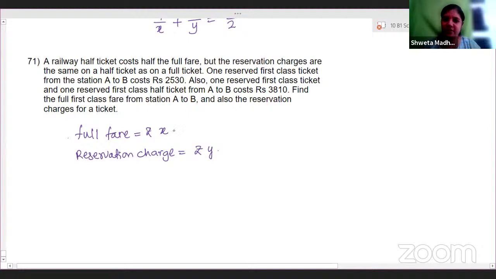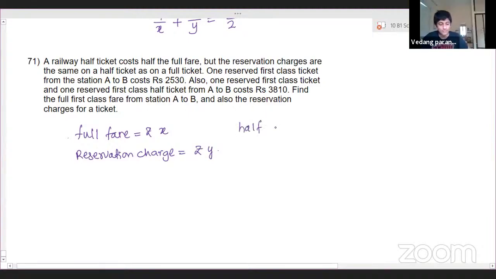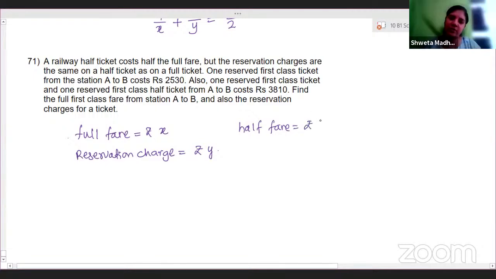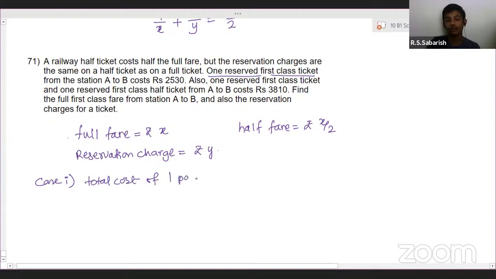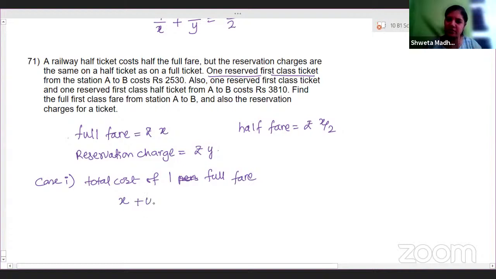Now the full fare is X rupees, so the half fare will be rupees X by 2. Now case 1: one person has reserved only one full first class ticket. So the total cost of one person, one full ticket, is equal to: its fare is X rupees, reservation charge is Y, and the person has to pay 2,530 rupees. And case 2, one full and one half.